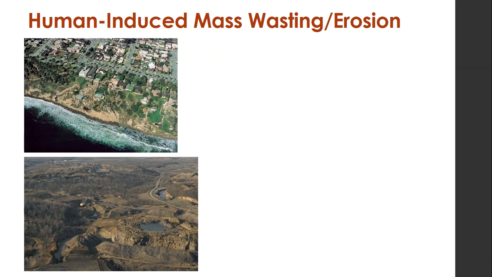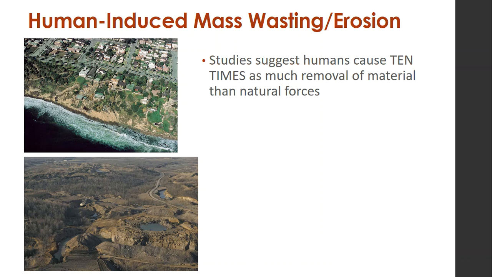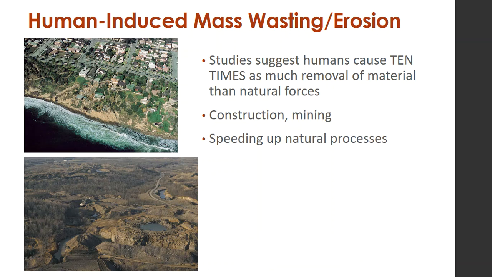We also have human-induced mass wasting and erosion. Studies suggest that humans cause 10 times as much removal of material as natural forces. We do this a lot through development and also through mining. So again, with construction and mining, we speed up these natural processes that would have happened on their own, but we do them much, much faster, often to our detriment.